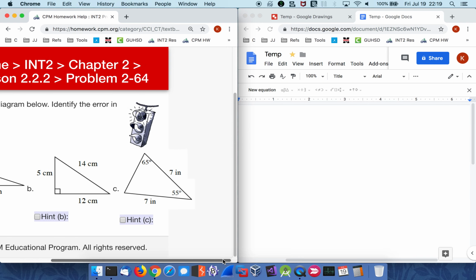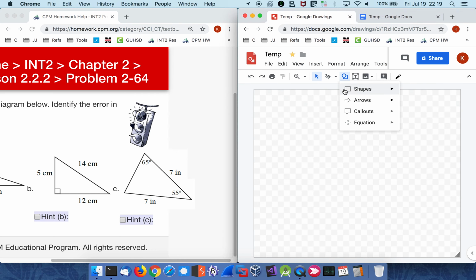Okay, here we go. Looks like 7 inches on this side, 7 inches on this side. So these two sides are equal. So what kind of triangle is this? This is an isosceles triangle, which means this side is equal to this side. This angle must be equal to this angle. So we can fill that in then.